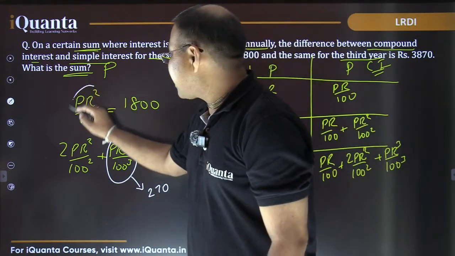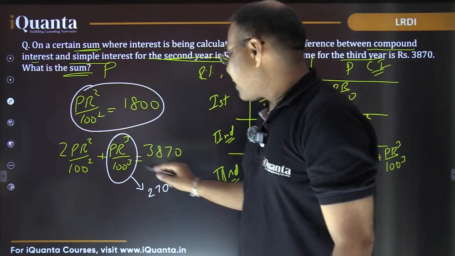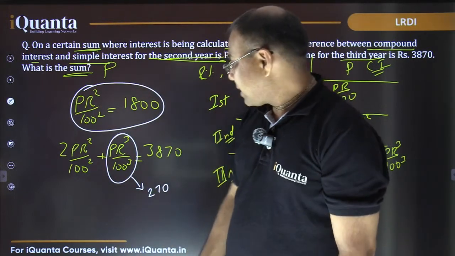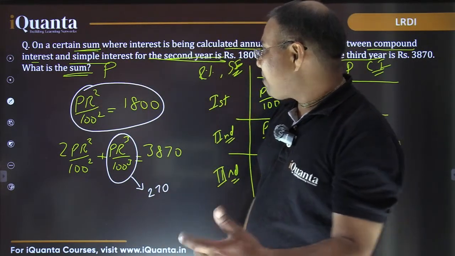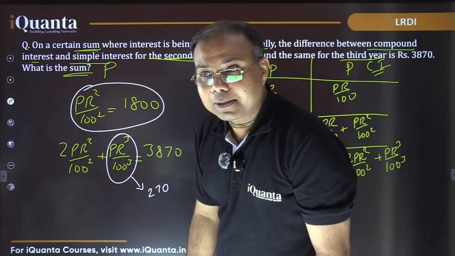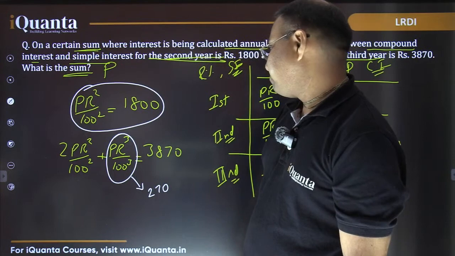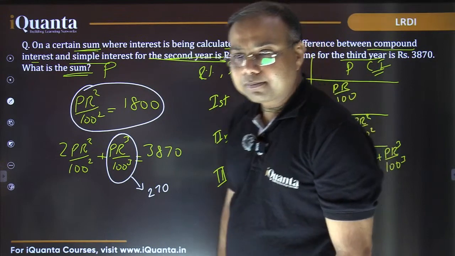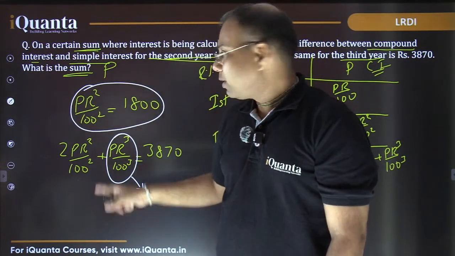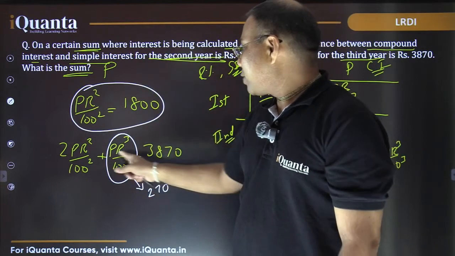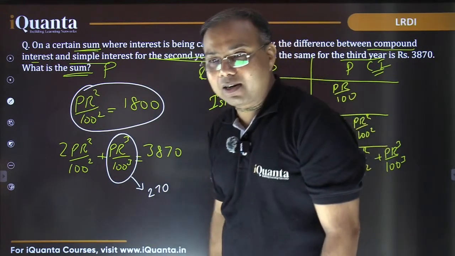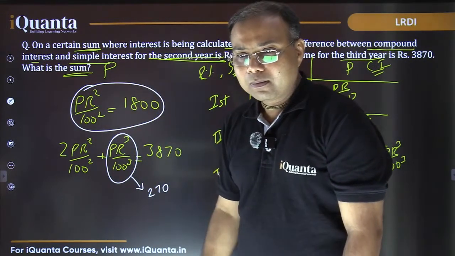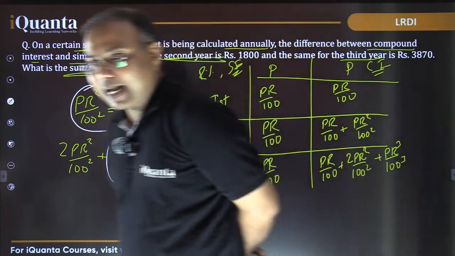Now I know that this PR square by 100 square is 1800, and this PR cube by 100 cube is 270, and I need to calculate the value of P, right? What method do you see now? How can we find it out? Can you simplify and find the value of P now? You know PR square by 100 square is 1800, and PR cube by 100 cube is 270 only. I hope you can find the value of P now. Please calculate. I am giving you time. Please calculate and find the answer fast.